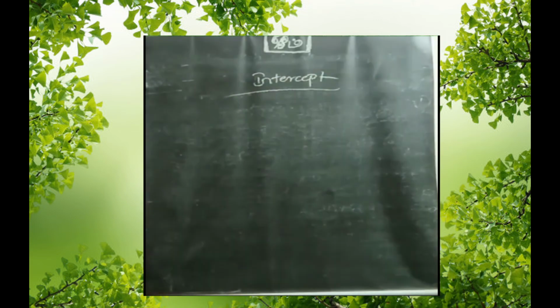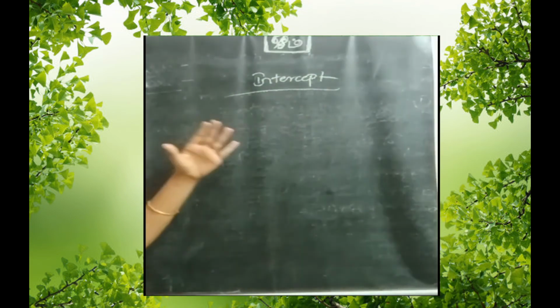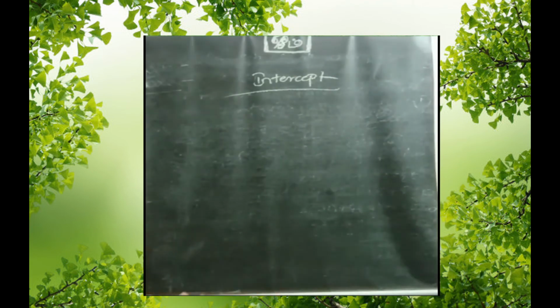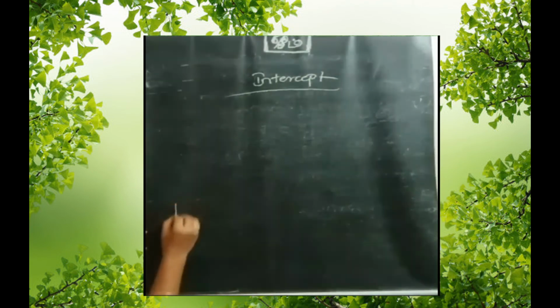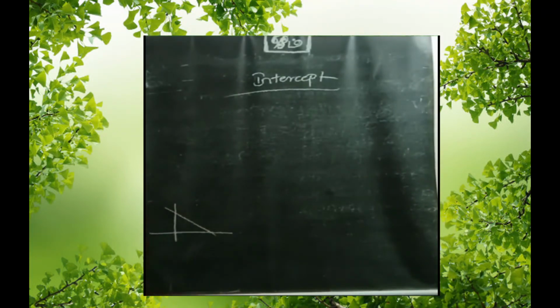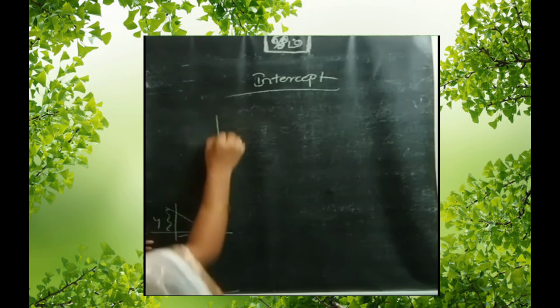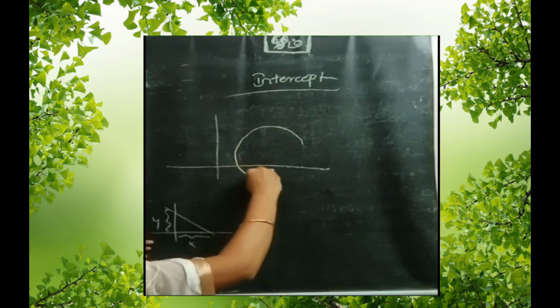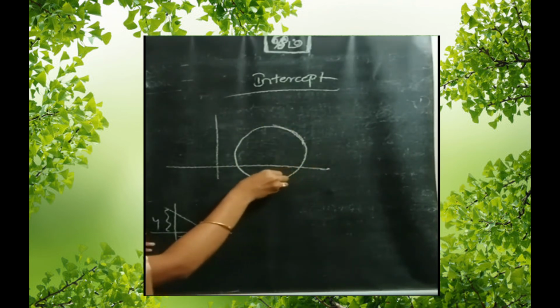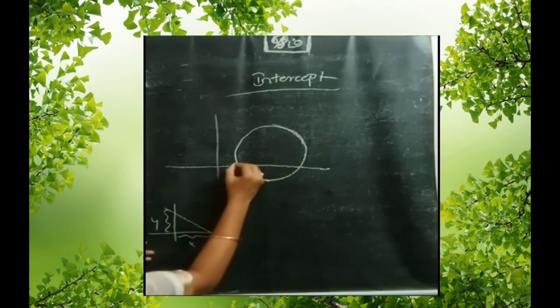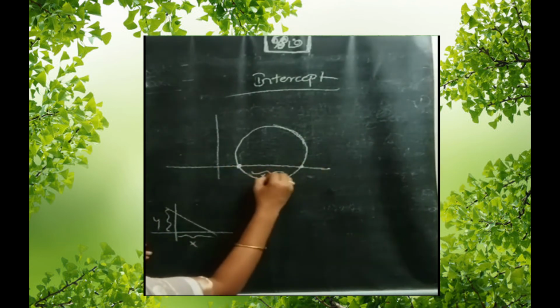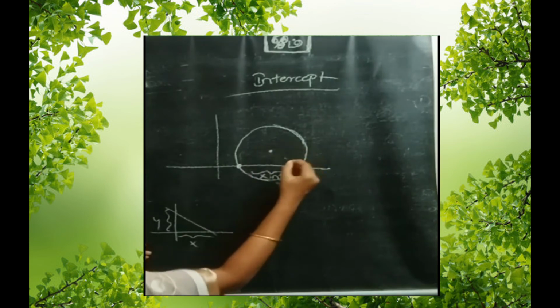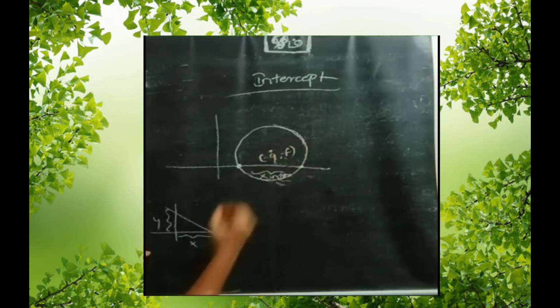Intercept. If a circle has an x and y intercept, just like a straight line passing through, this is the x intercept and this is the y intercept in a coordinate system. Similarly, if a circle cuts the x-axis at points, this region is called the x intercept, and this is the center (-g, -f).